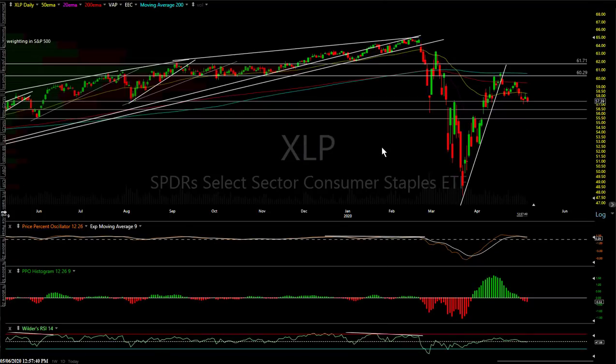And there's XLP. If I don't mention it, I probably should have before. I have a confluence of key moving averages. I have a 200-day exponential, a 200-day simple moving average, a 50-day exponential, and I think I have this one turned down.